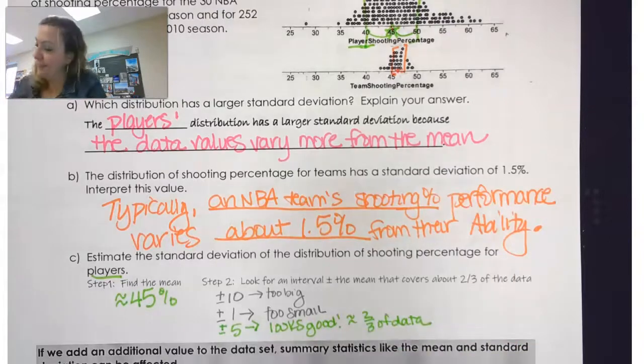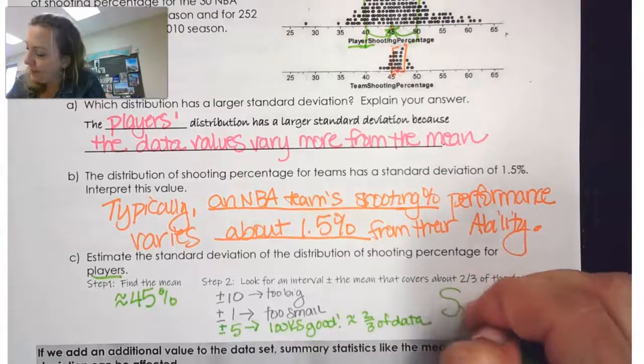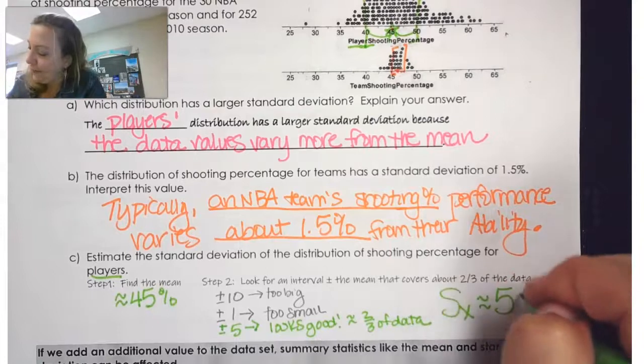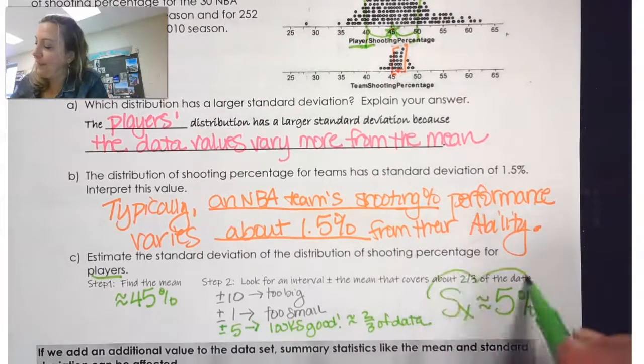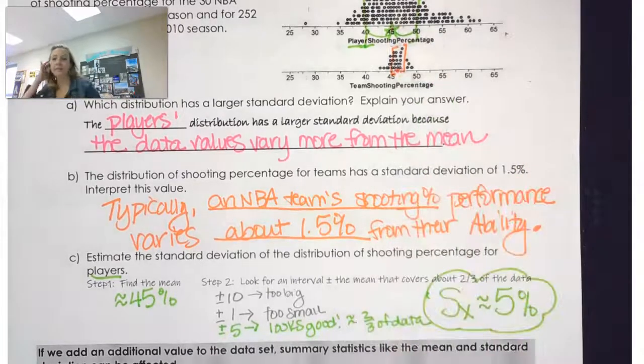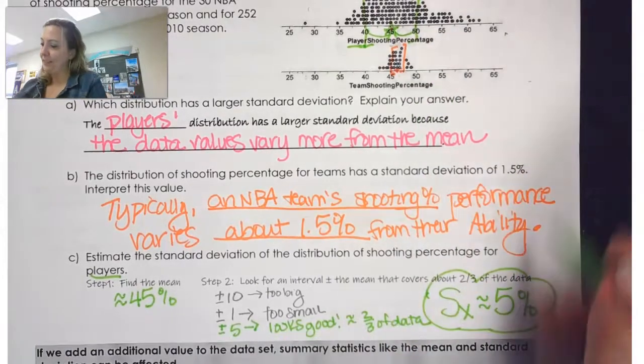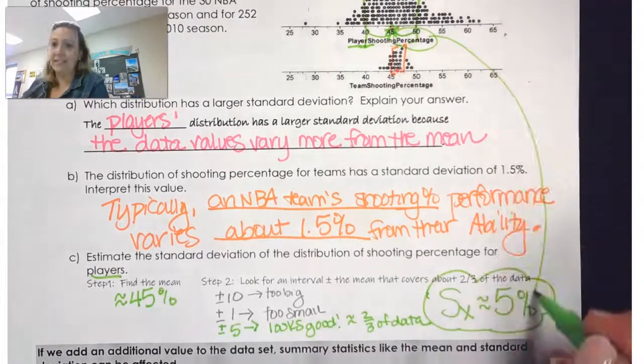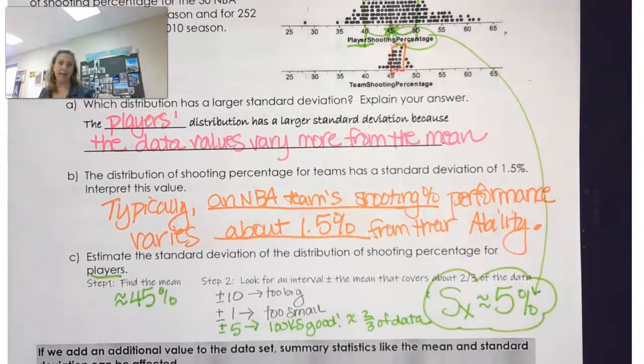So that means that our standard deviation is going to be about 5. And then the unit that we're dealing with here is percent. So again, it's not always percentage, but that percentage is coming from that unit. So that's how you can estimate the standard deviation of a specific data set.